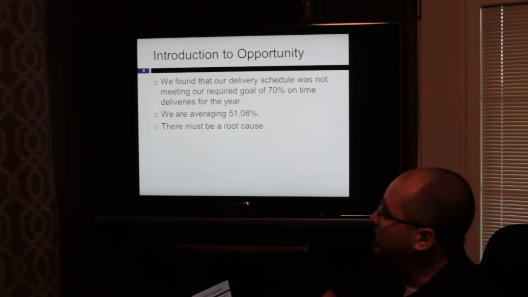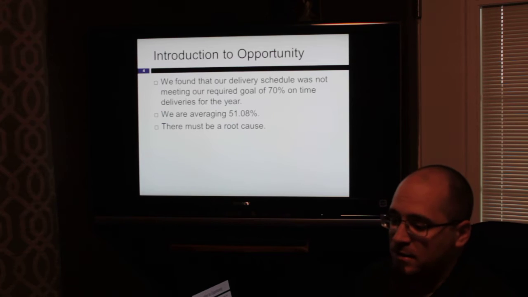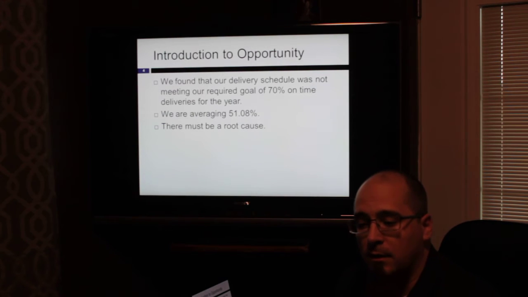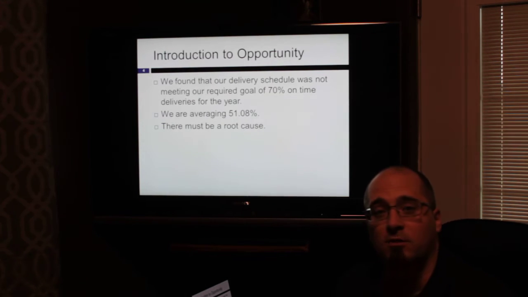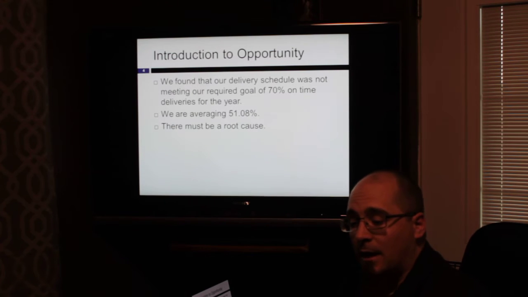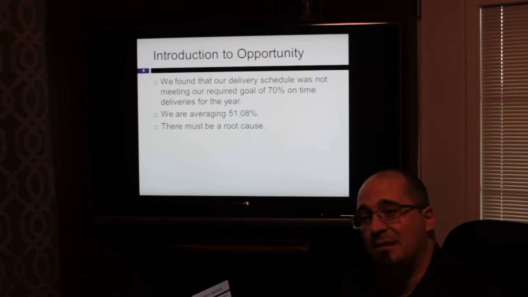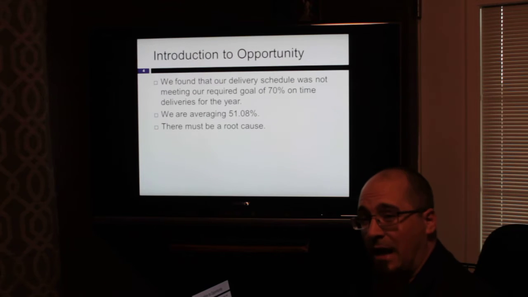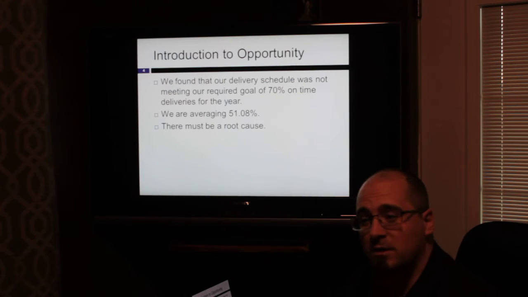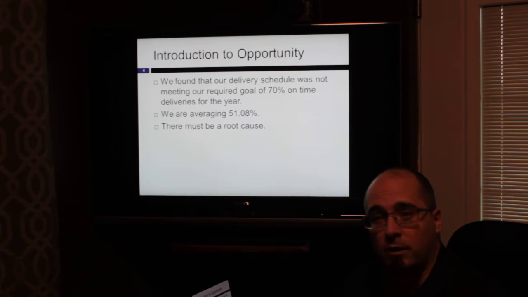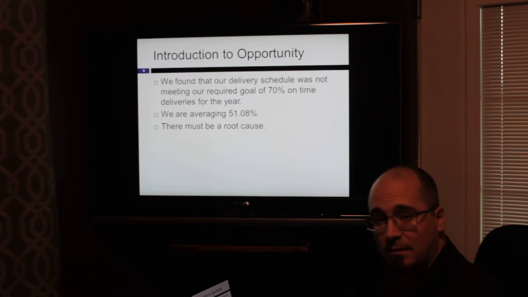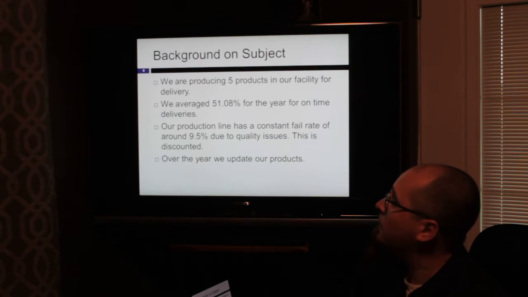So first, we found that our delivery schedule isn't meeting what we shoot for, our 70% in our facility. Right now we're only doing about 51.08% on average, which is well below goal. So we need to figure out what's going on in the facility. There has to be a root cause.